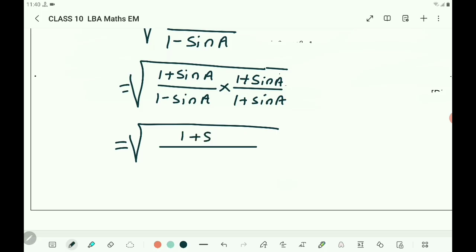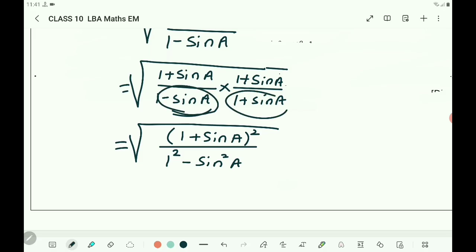In the denominator, write 1 minus sin A into 1 plus sin A. Here you can use the identity (A minus B) into (A plus B) is equal to A square minus B square. The product of 1 minus sin A and 1 plus sin A becomes 1 square minus sin square A, as these two are a product of A minus B and A plus B.